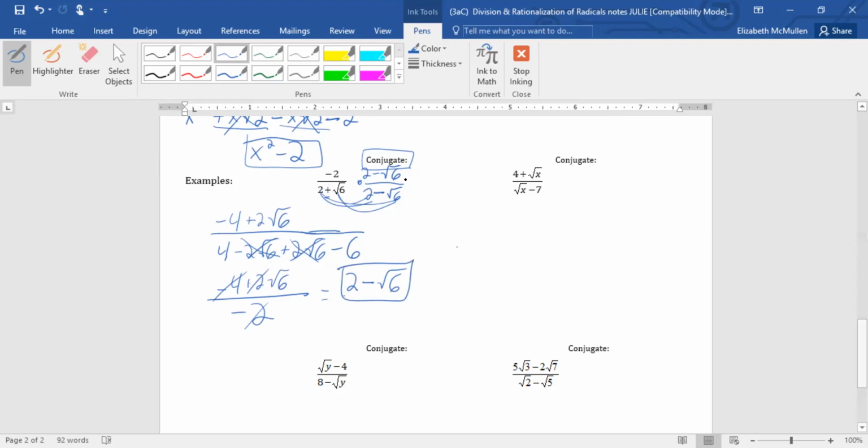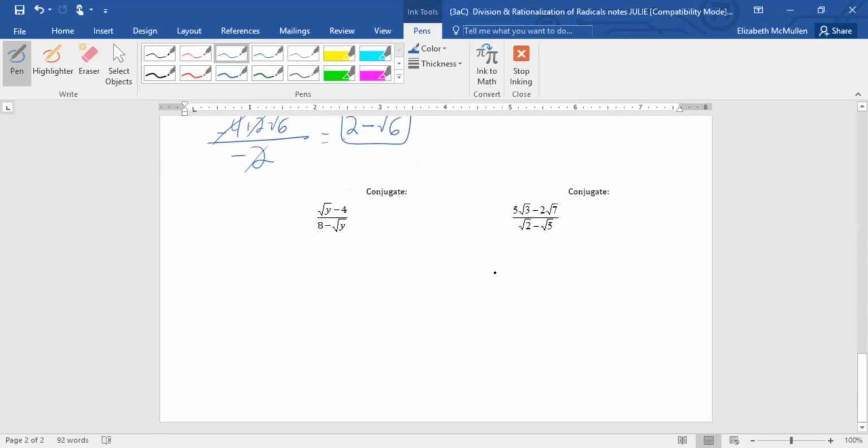All right, let's look at one more thing with the conjugate. Let's look at our very last example here. The conjugate again, and we've got radicals in the top and the bottom here, but it doesn't matter. We only are concerned about the denominator. So what is my conjugate of this? Well, it's the same numbers, opposite sign in the middle. Radical 2 plus radical 5.